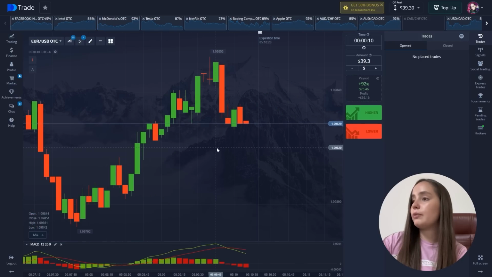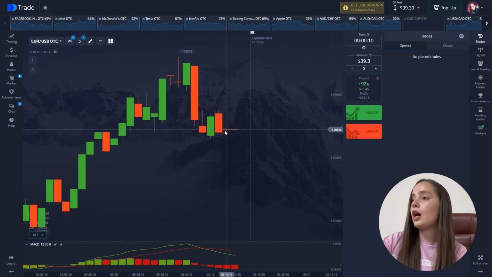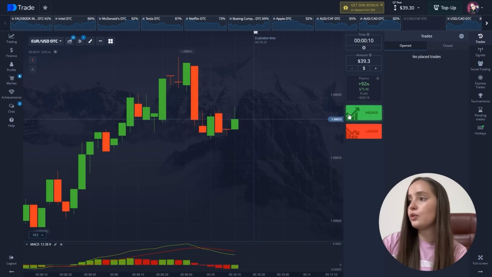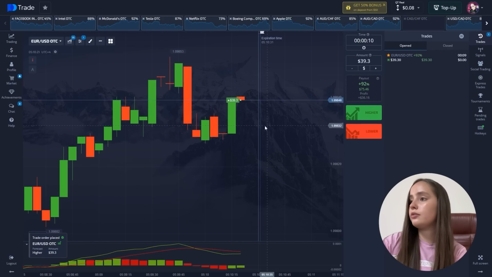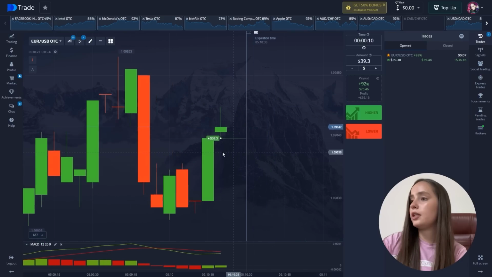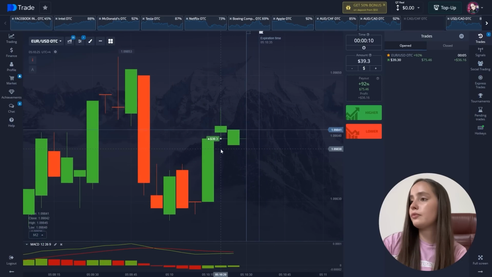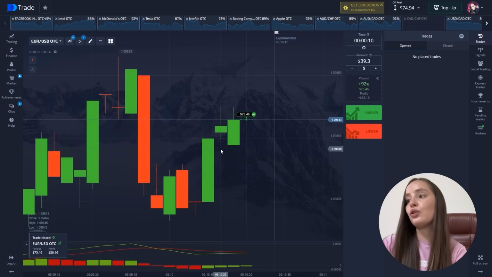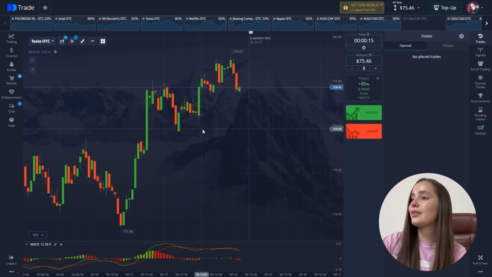So I found a trading pair for us. We will open a deal most likely to increase. We are waiting for a candle and we will open a deal. So let's wait for closing. So the deal was closed successfully and there are already $75 on the balance.